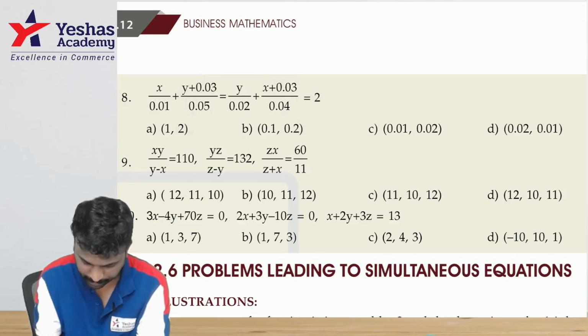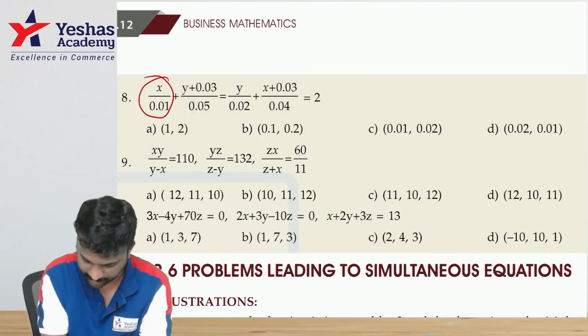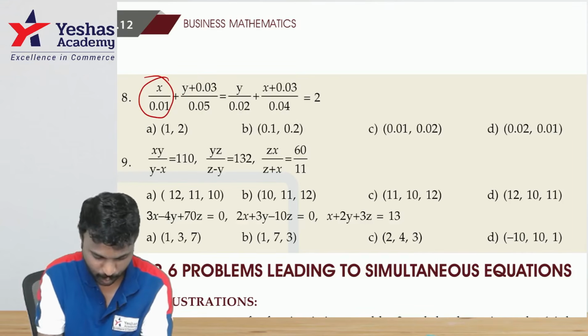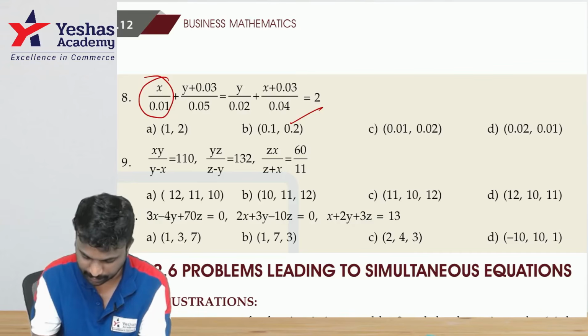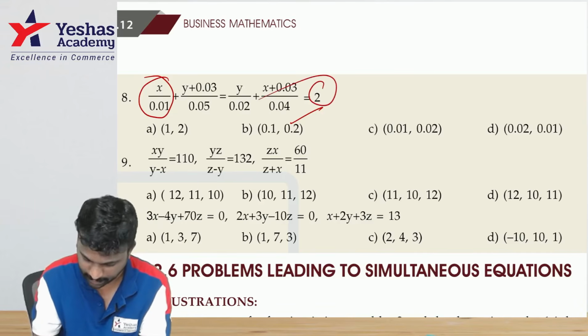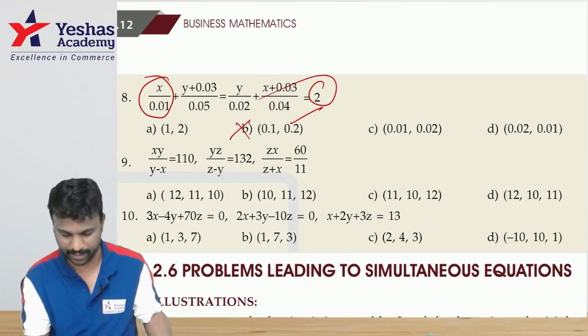Guys, how about option B? X value is what? 0.1. 0.1 divided by 0.01 modulus plus 0.1, sorry, 0.2. Y value is what? 0.2. 0.2 plus 0.03 divided by 0.05 modulus. It gives you 14.6. It's not 2. Option B also fails.